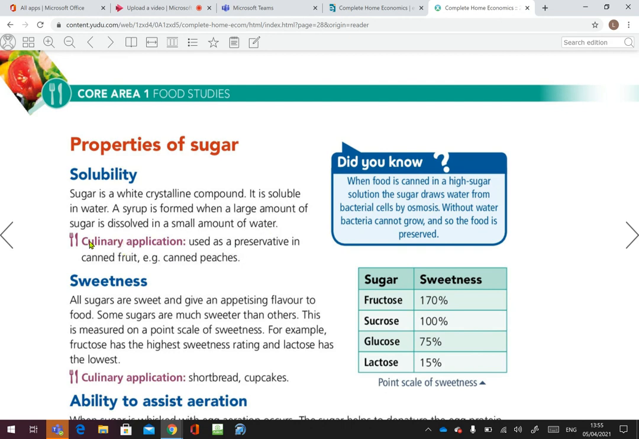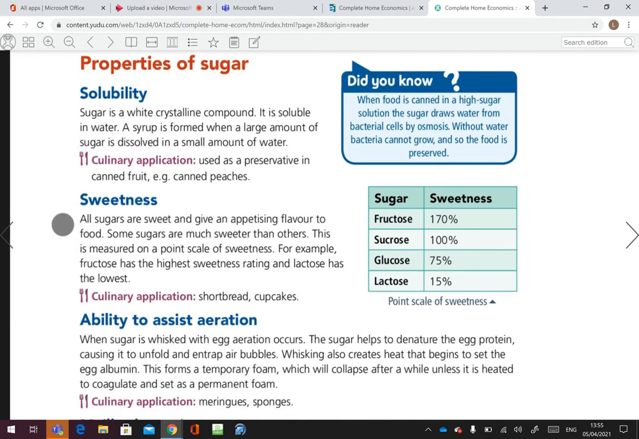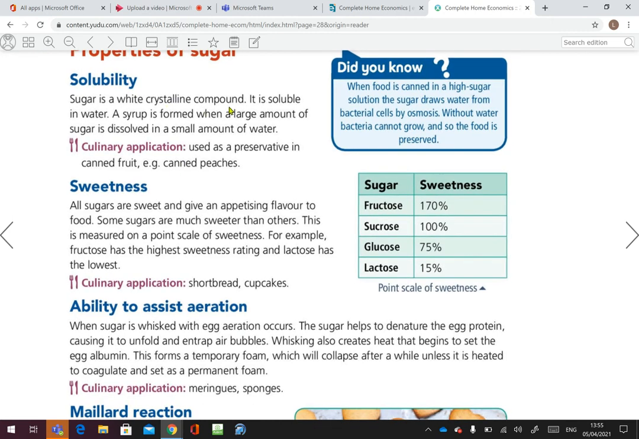Culinary application then. So how do we use this in cooking? That's what culinary application means. It's used as a preservative in canned fruit, such as canned peaches. So when food is canned in a high sugar solution, the sugar draws water from the bacterial cells by osmosis. And we've talked about this lately. Without water, the bacteria cannot grow, and therefore the food is preserved. That's the first property of sugar. It's soluble, and it's a white crystalline compound.